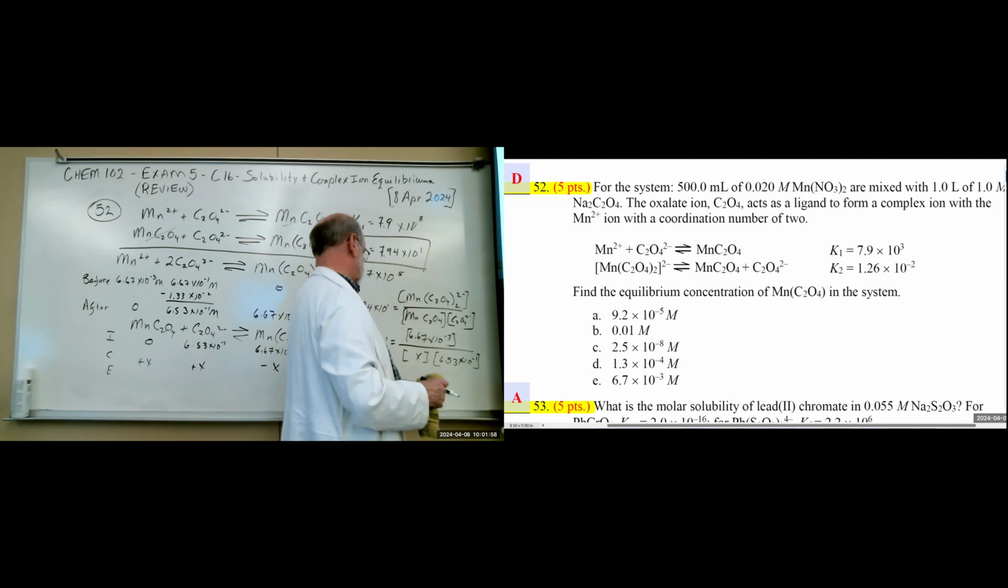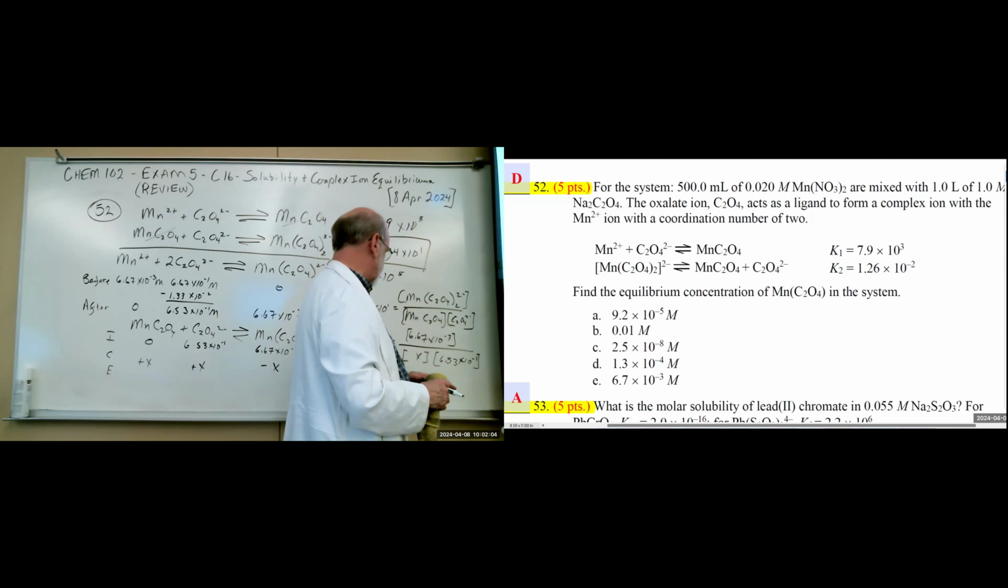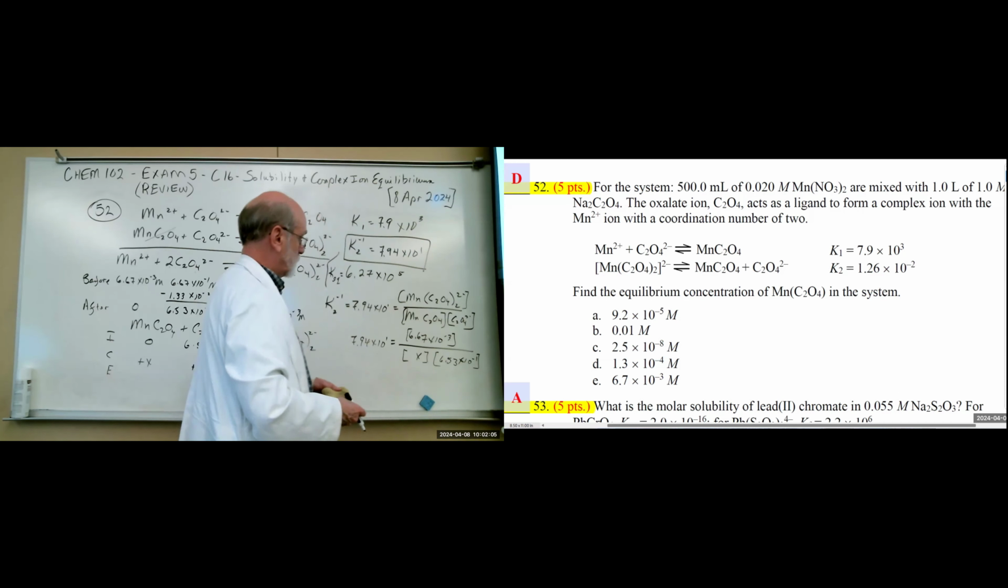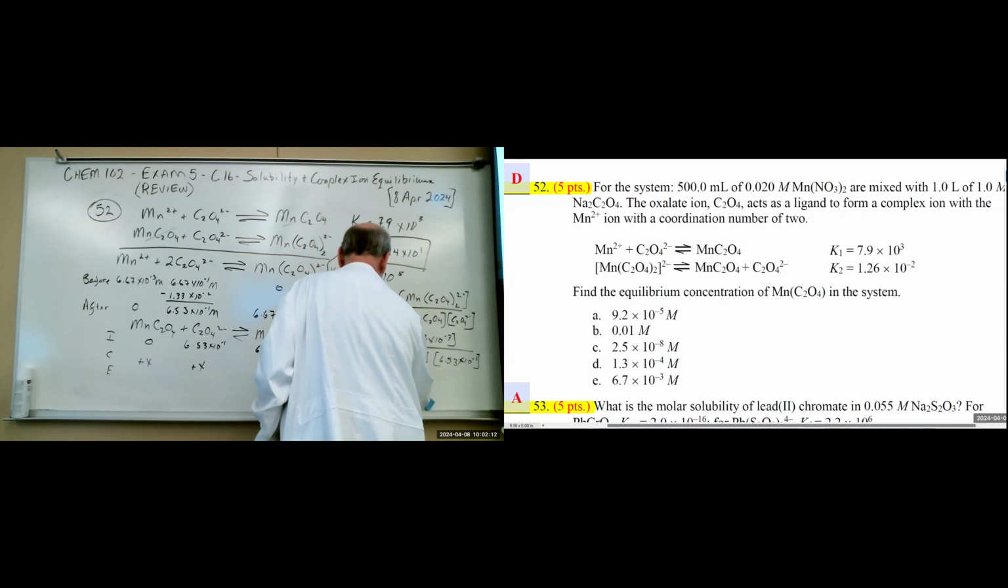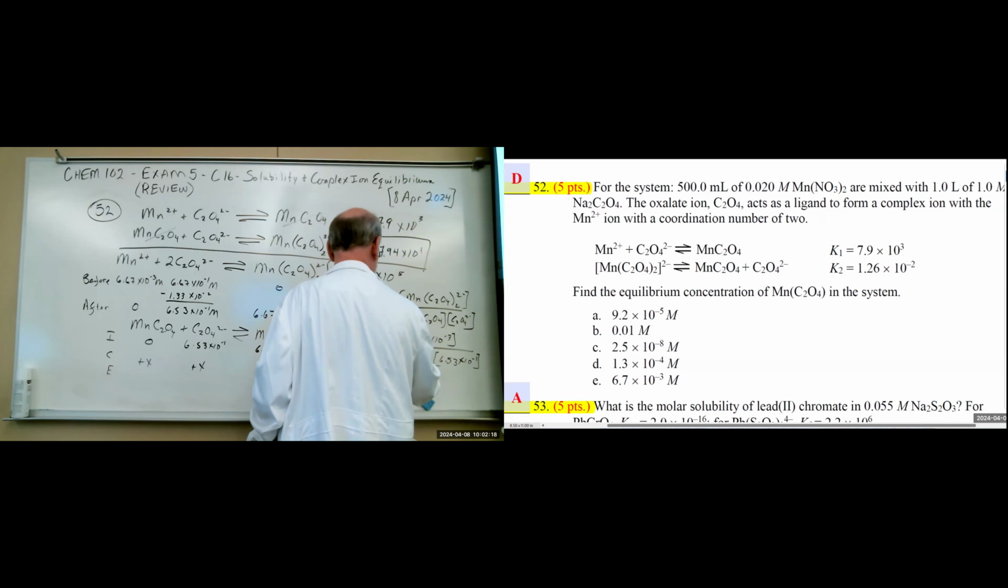We got X. Or we can put X over here, say 7.94 in that place, divided into this, divided into that. And we should get 1.3 times 10 to the minus 4. And that would be the concentration of that solution.